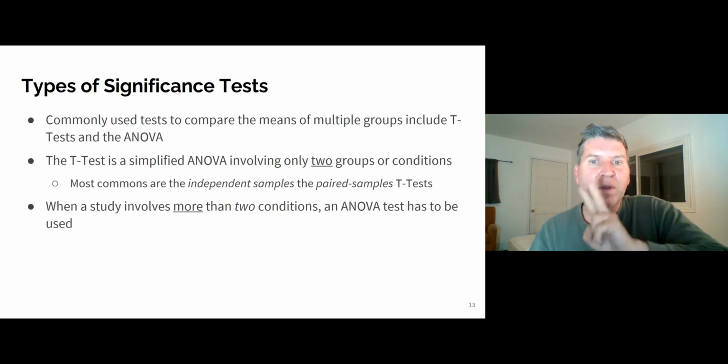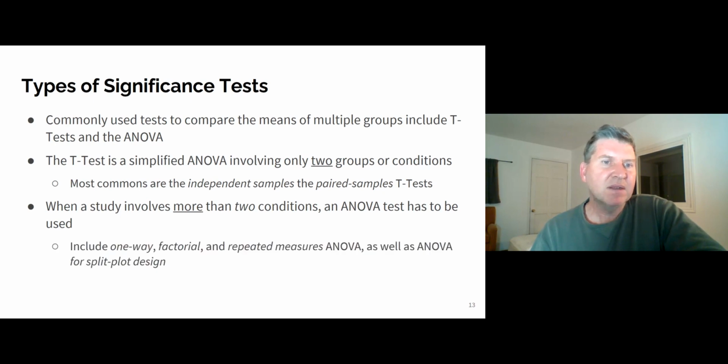So when a study involves more than 2 conditions, we have to use ANOVA. And this includes a lot of different types of designs. So one way, factorial and repeated measure ANOVA. And we have to use ANOVA for a split plot design. Remember the study where I was looking at age, gender, and race in determining whether they were more likely to be called for a job interview? So this involves 3 factors. And with each factor, we have multiple conditions. So we had to use ANOVA. A t-test just wouldn't do in that particular situation.